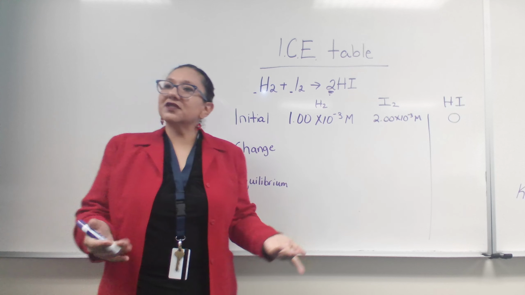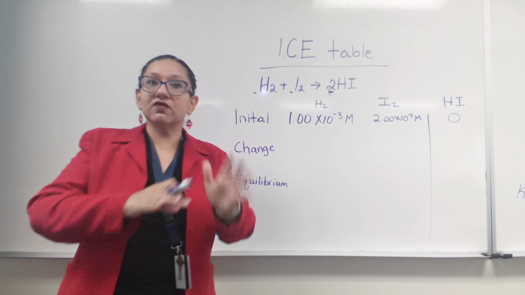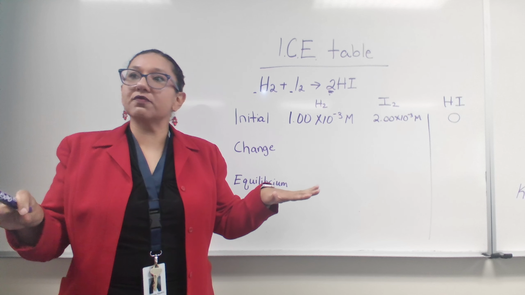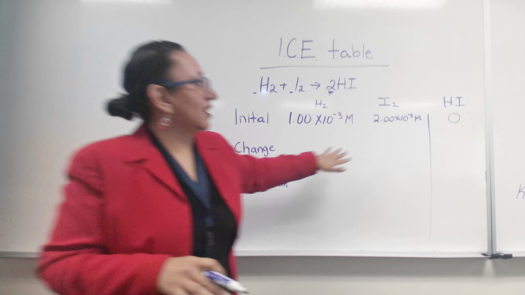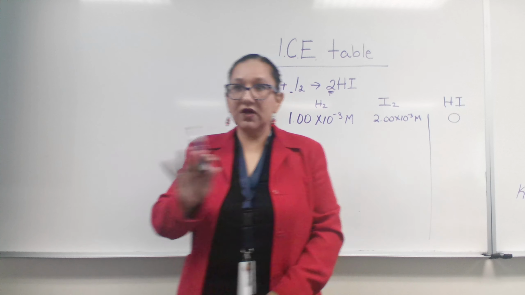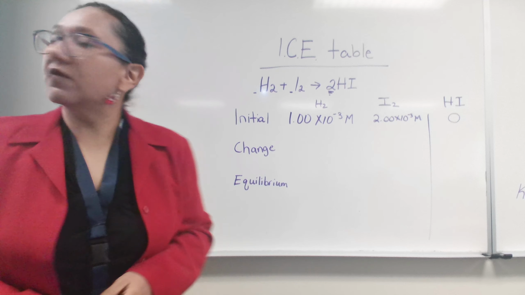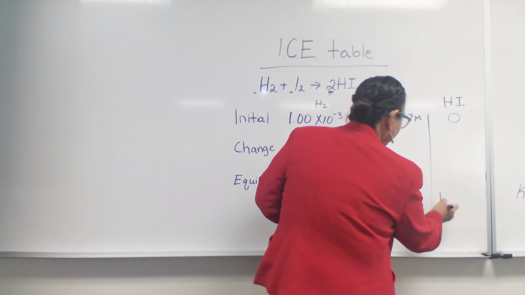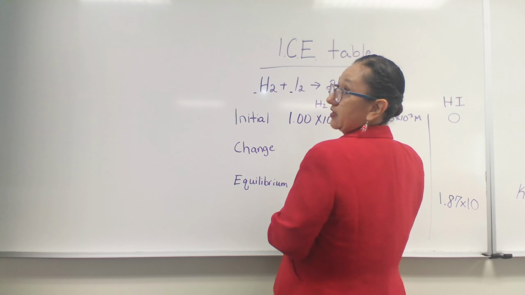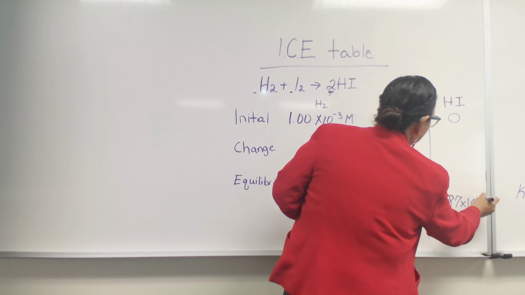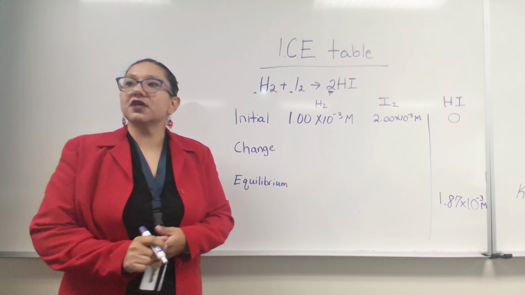The problem goes on to tell you that this system is then mixed. All the juggling and fighting goes on up front. It reaches equilibrium. When it reaches equilibrium, what is my product's concentration? Once it reaches equilibrium, it's 1.87 times 10 to the negative 3 molar. Now I've reached equilibrium.